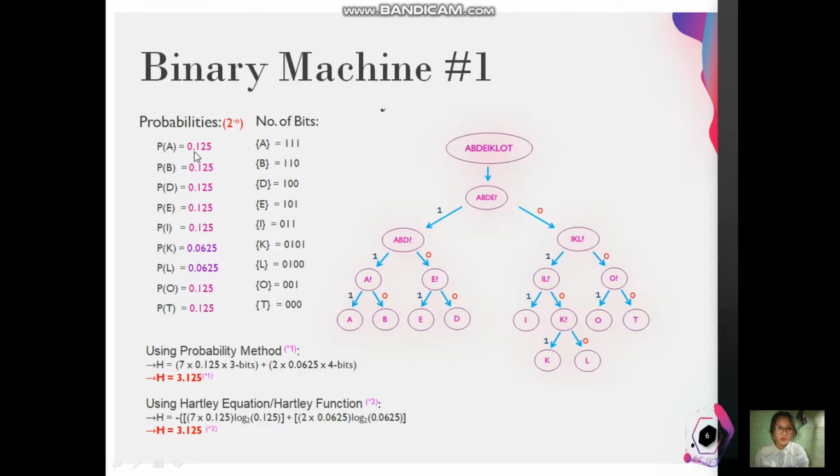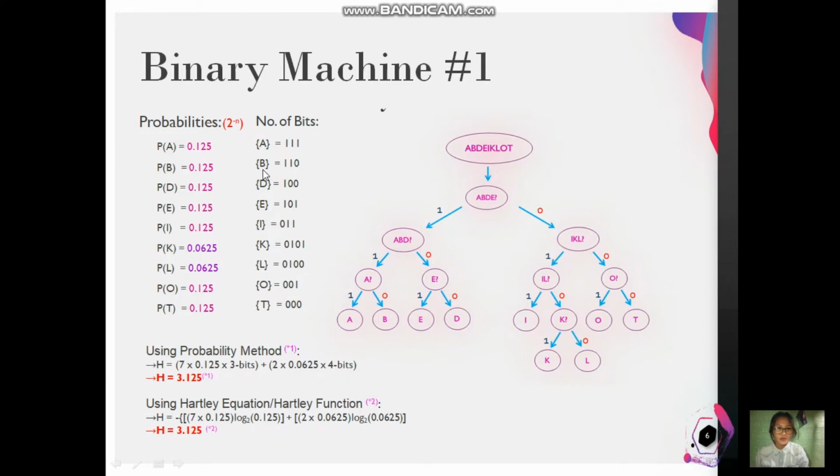It's 0.125. It is determined by the formula 2 raised to negative n, where n is the number of bits. So 2 raised to negative 3 is equal to 0.125. This also applies to letters B, D, E, I, O and T because they are all 3 bits.